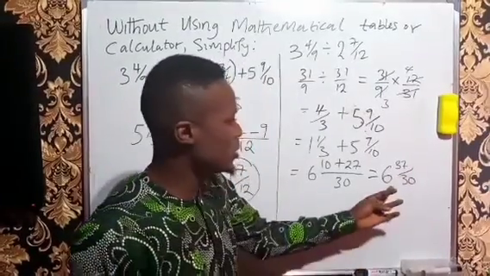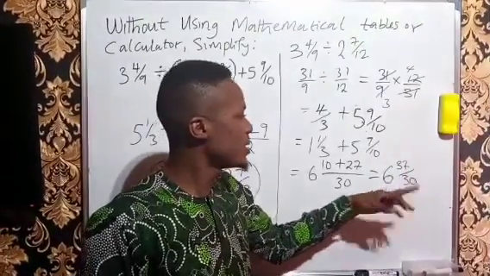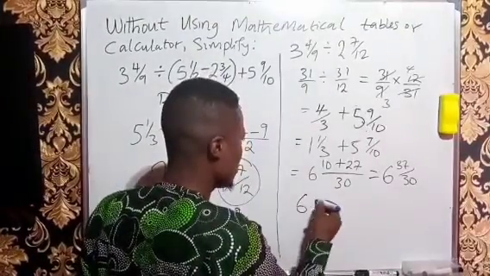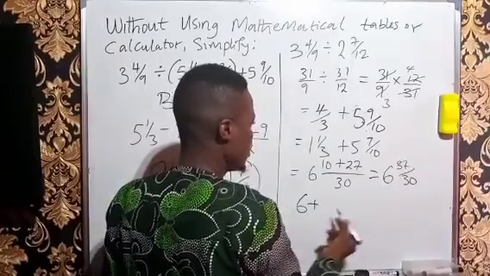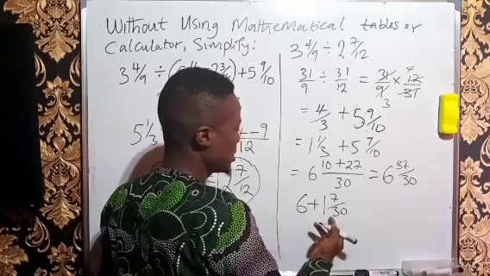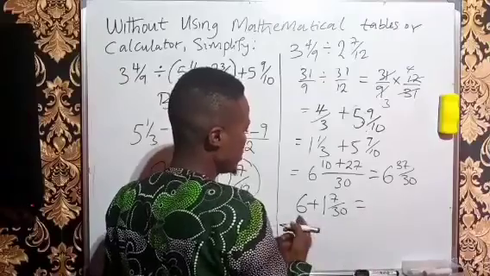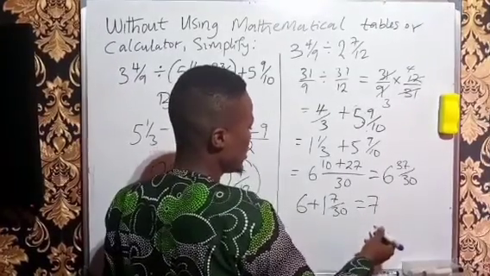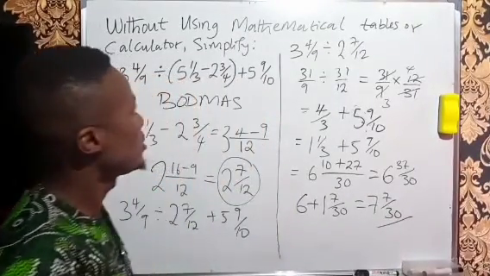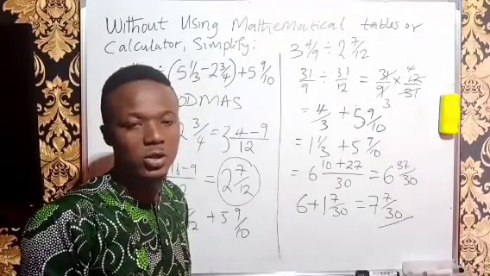But we should not leave it like this, because a mixed fraction contains a whole number and a proper fraction, but this 37 over 30 is still another improper fraction. So I've got to reduce it again. 37 over 30 will give us 1 whole number, 7 over 30, because 30 times 1 is 30, plus 7 is 37. So 6 plus 1 is now 7 whole number, 7 over 30. So this is now the answer to this without using any calculator or mathematical table. So let's take the next question in that.